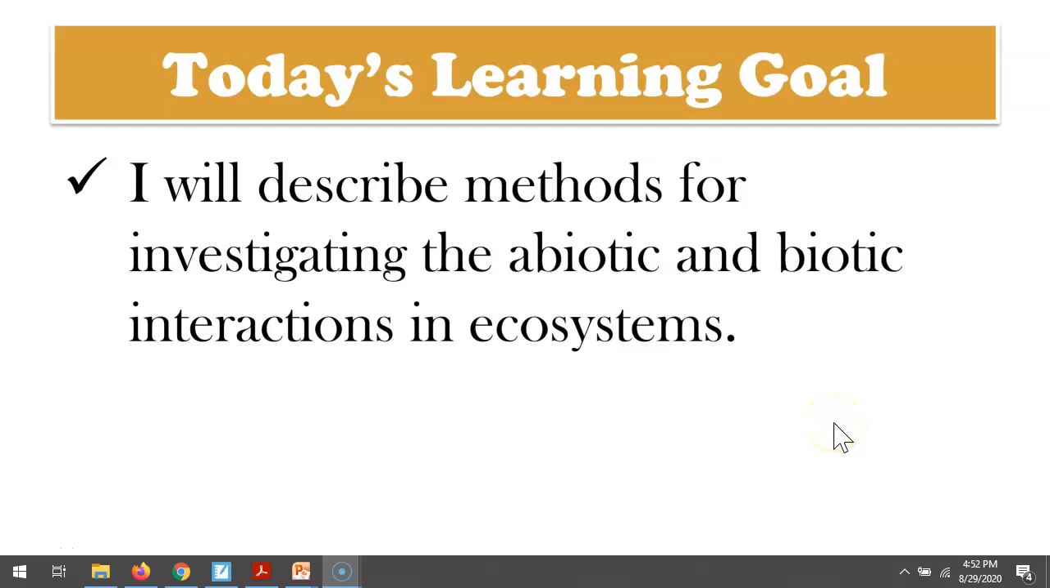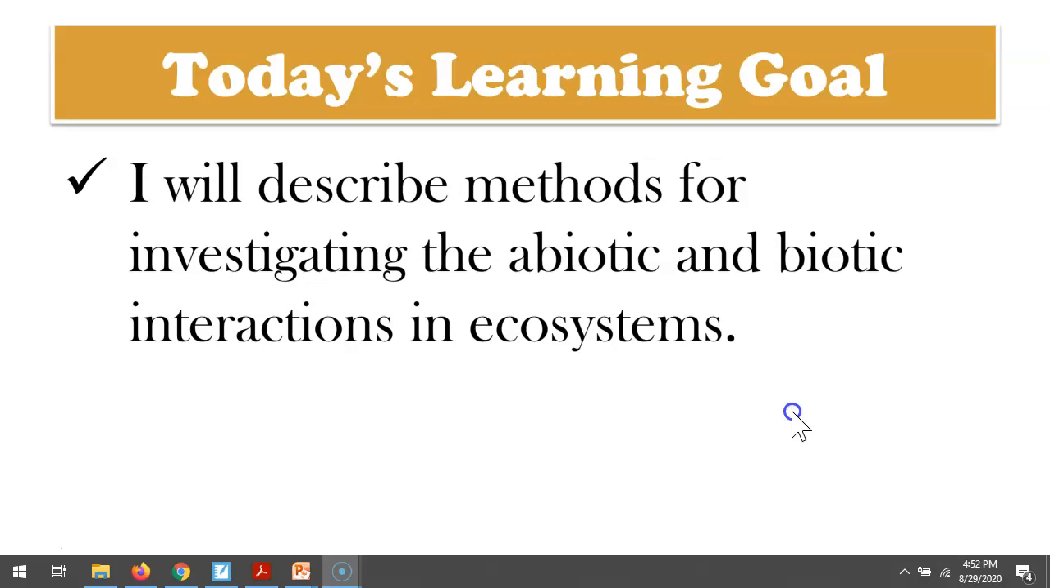Learning goal today is to describe some methods for investigating the abiotic and biotic interactions in ecosystems. Now, quick vocab here. Abiotic factors in the environment refers to things that are non-living in the ecosystem. For example, you can have soil, gases in the atmosphere, sunlight, temperature, rocks, water. Anything that's not alive in an ecosystem can be called an abiotic factor.